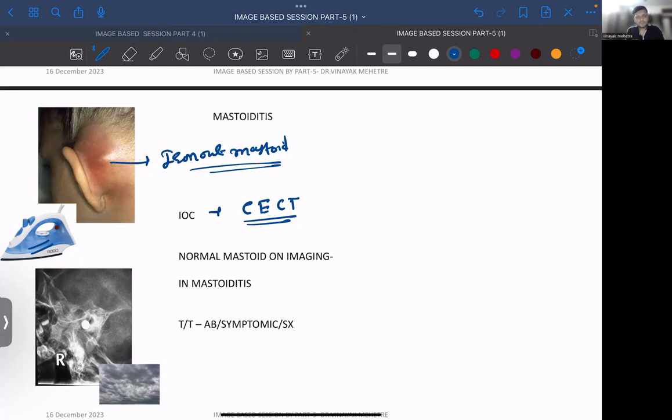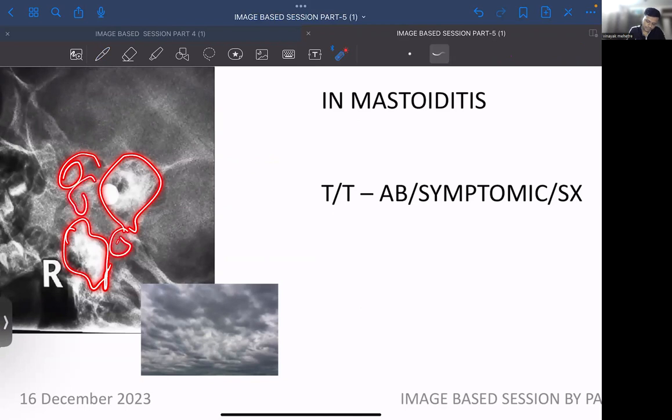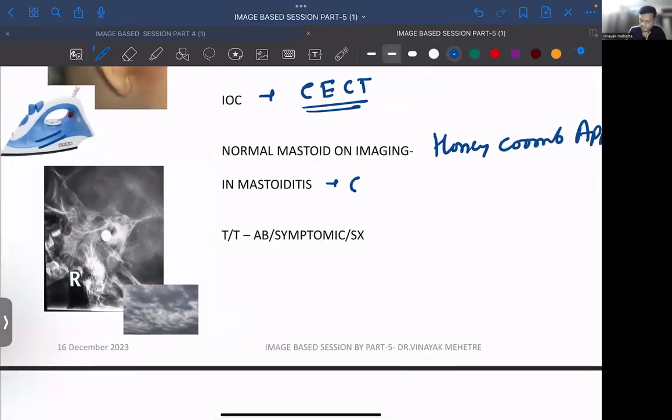I have shown you the image of a normal mastoid. It will be honeycomb, right? Honeycomb appearance. But in mastoiditis, what will happen? There will be infection, right? So what will happen? It looks like there are so many clouds present over here, right? It looks like this. This is called clouding of the mastoid. Okay, clouding of the mastoid will be seen.